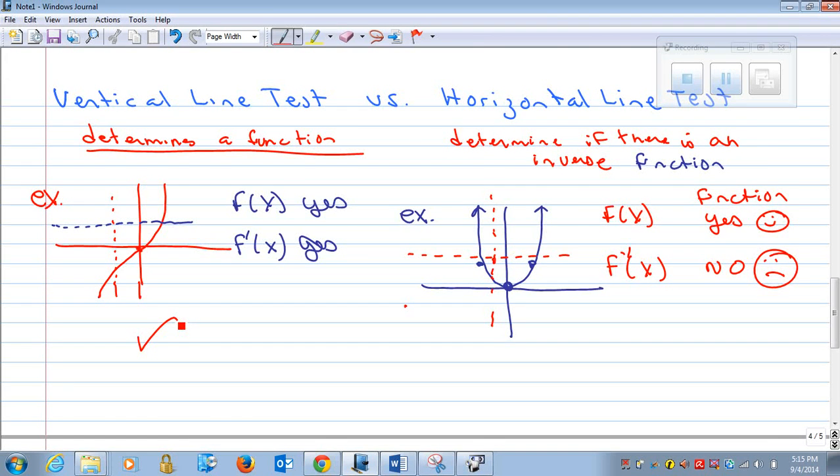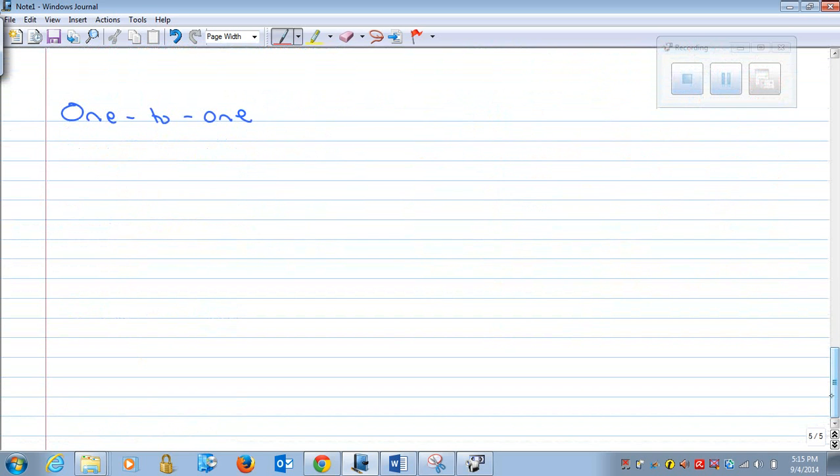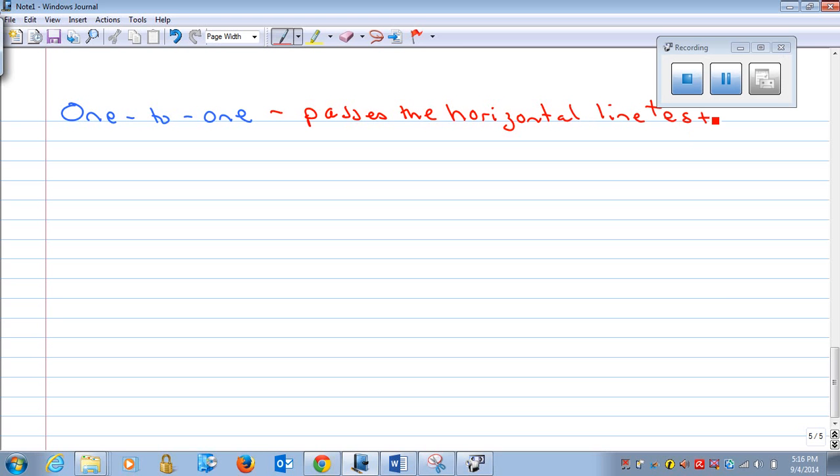Last thing we're going to do is we're going to talk about one-to-one, and then we're going to find an inverse algebraically. One-to-one is if it passes the horizontal line test. Okay, a function is said to be one-to-one if it passes the horizontal line test. The original relationship and the inverse are both functions. So they have to both be functions. So a while ago, our first example would be one-to-one. Our second example would not be one-to-one because the inverse would not be a function.